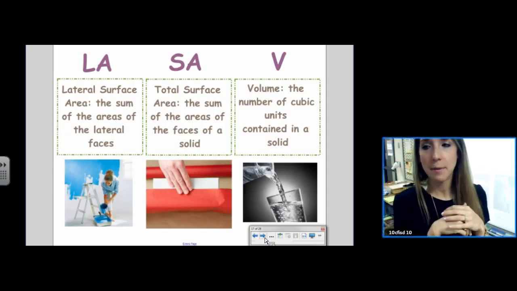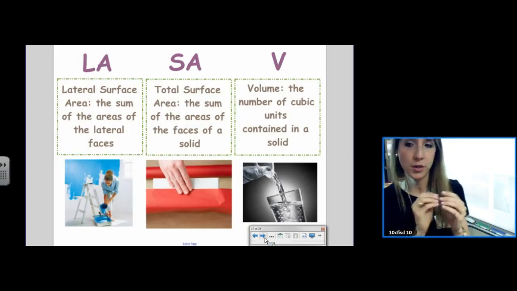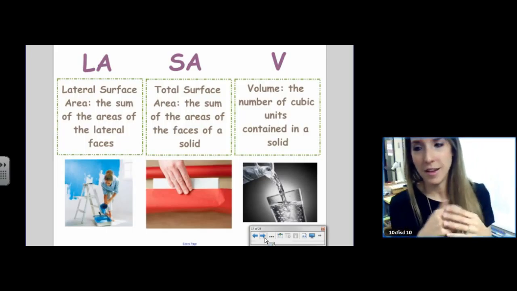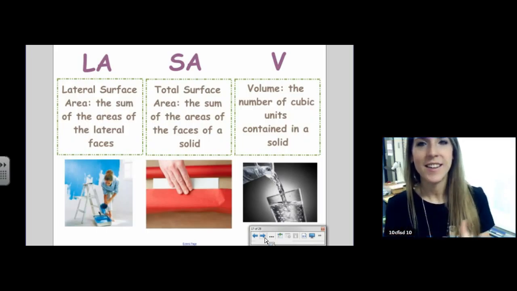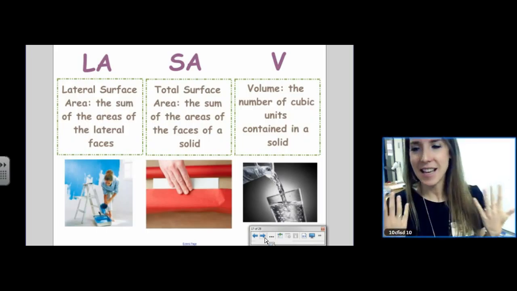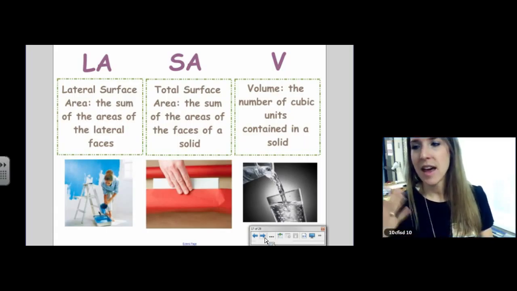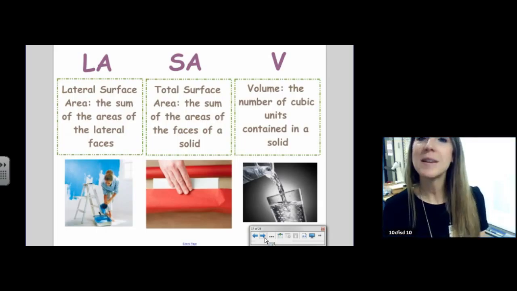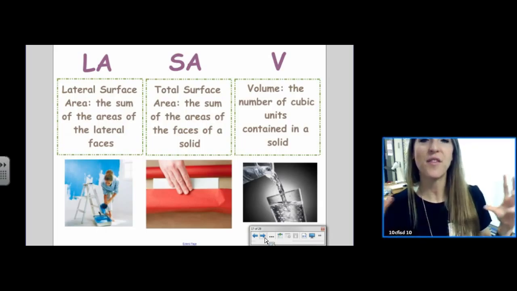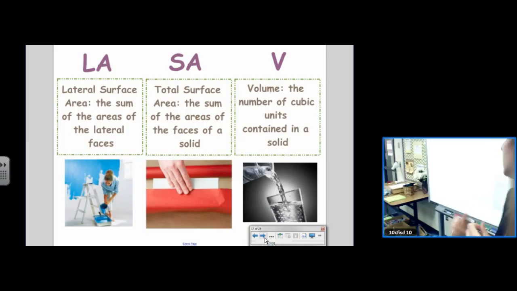SA, when you see SA written somewhere, that means total surface area. So if you're wrapping a present for a birthday party, you're going to cover the whole present, hopefully, unless you run out of paper. So that's the total surface area. And then, of course, volume, the number of cubic units in a solid. Usually we think of liquid when we think of volume. We think of filling something up, the inside, when we think of volume.